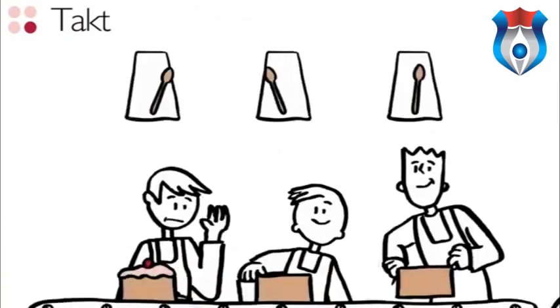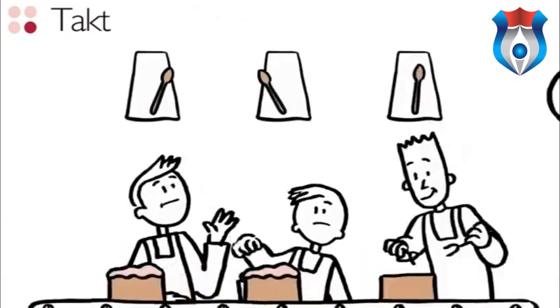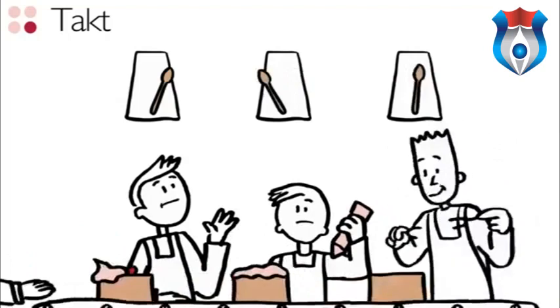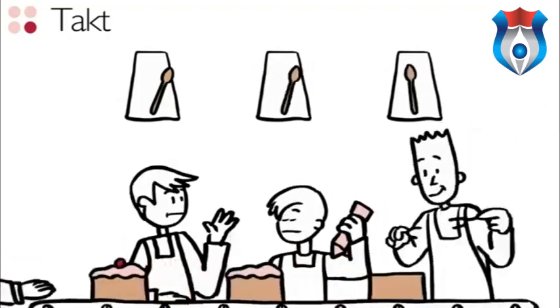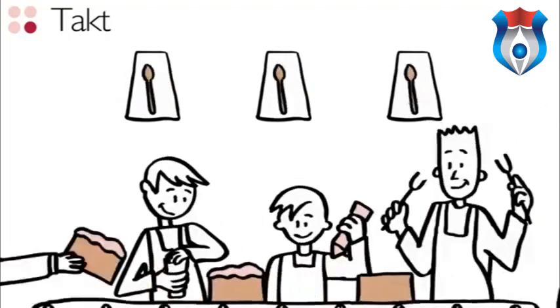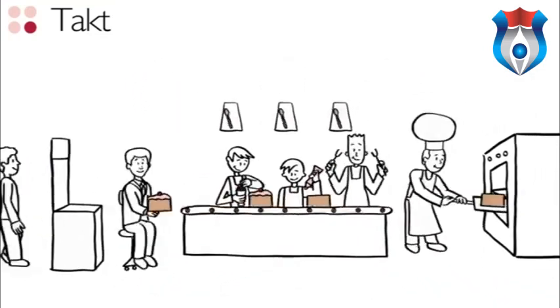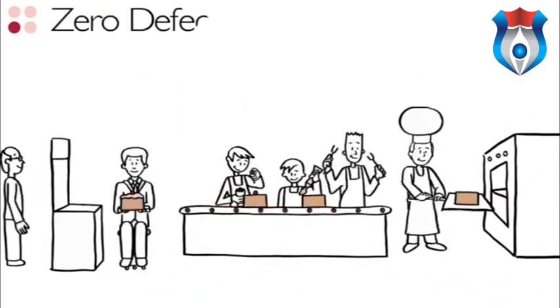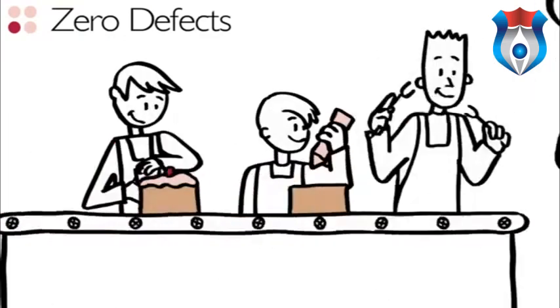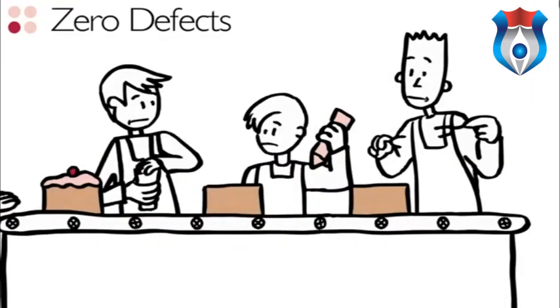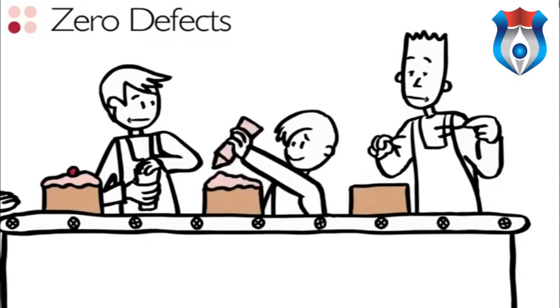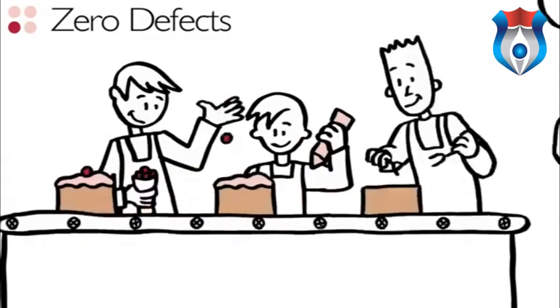It's the heartbeat of a lean system. It's how fast you need to manufacture a product to meet customer demand. Takt allows us to balance work content, achieve a continuous flow, and respond flexibly to changes in the marketplace. And the fourth is zero defects. Mistakes happen, but a lean company doesn't pass on defects. Mistakes from previous steps must be fixed before going on.